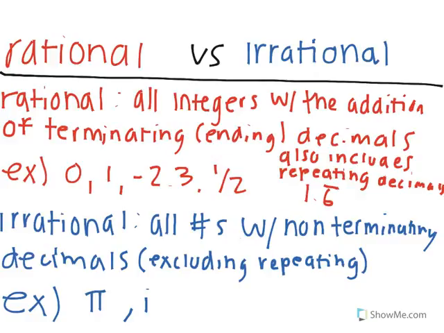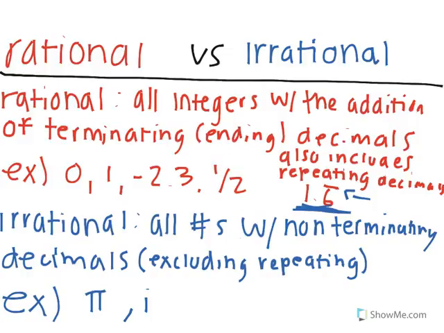Rational versus irrational. Rational numbers are all integers with the addition of terminating decimals, and it also includes repeating decimals. So decimals that don't end, but repeat in a pattern, and usually indicated by some fancy line like that, as you see down here on the 1.6. And that just means that number is 1.666666 to the end of time.